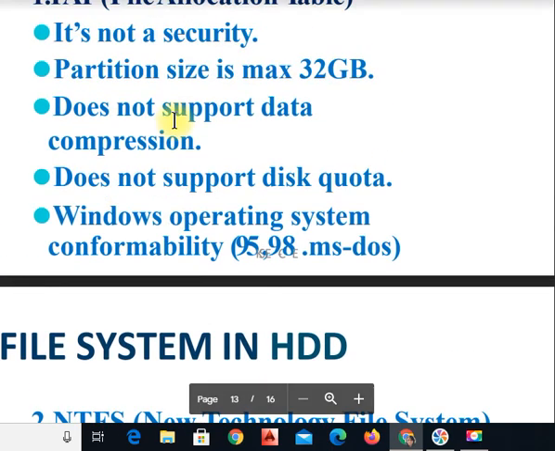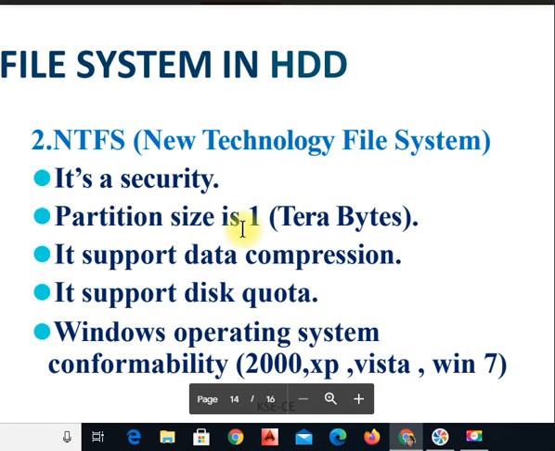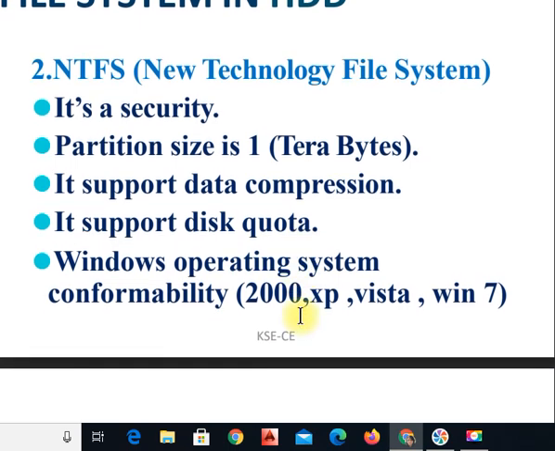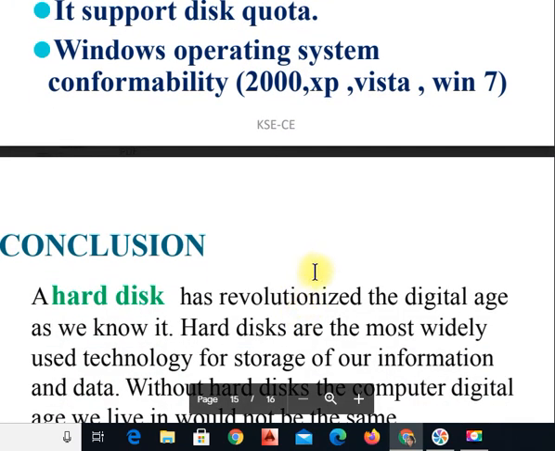In FAT, the maximum partition size is 32-bit, but in NTFS you can partition the data up to 1 terabyte. It also supports data compression, then disk quota, and then Windows compatibility.